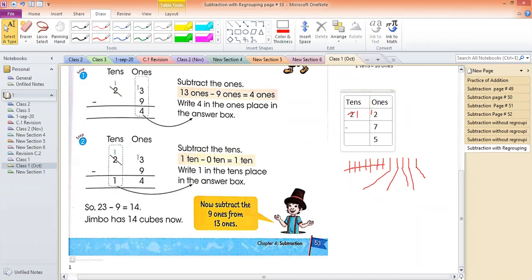Now, on the tens, guys. This is not 2 now, this is 1 because this 2 has given 1 ten to the ones. So 1 minus 0 equals 1. If you draw one line and did not cut any line, that means you have one line. So 1 minus 0 equals 1.